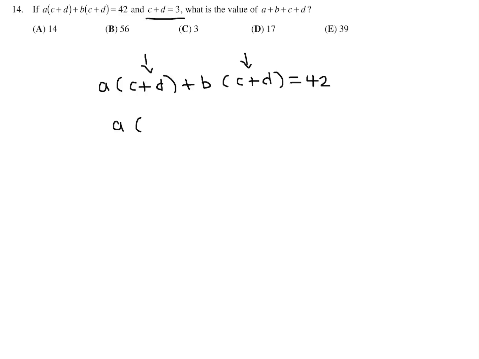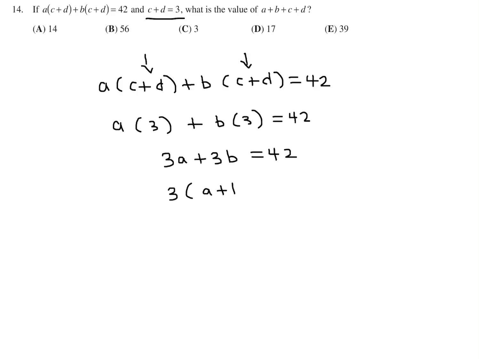So let's plug that in here and here. That will be A times 3 plus B times 3 is equal to 42. So we got 3A plus 3B is equal to 42. We can factor out a 3, 3 times (A plus B), and therefore A plus B will be equal to 42 divided by 3, which is 14.